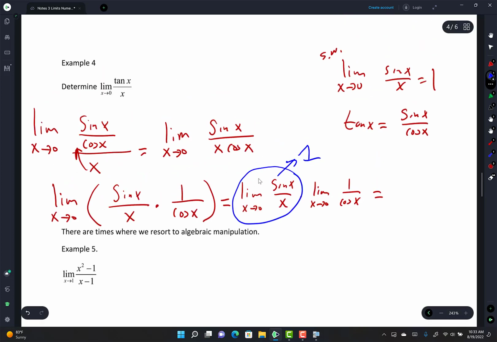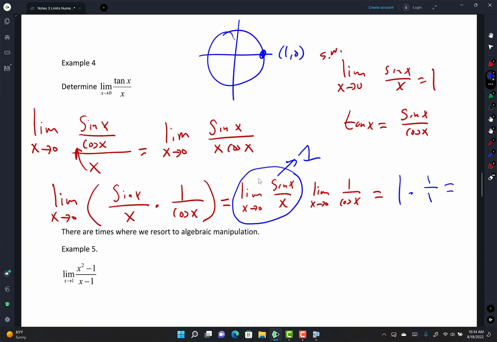In case you're trying to visualize a unit circle, here's my unit circle. That coordinate is (1, 0). Cosine of 0 is 1. That's why we can do direct substitution. So I have 1 times 1 over 1. So 1 times 1 over 1 is just what? 1. So there it is.